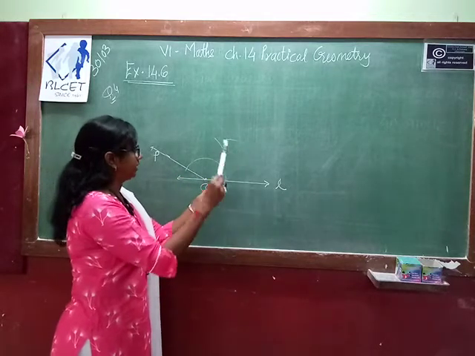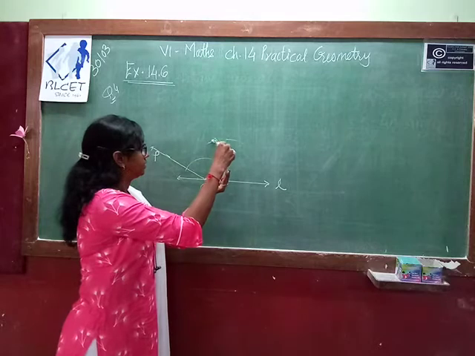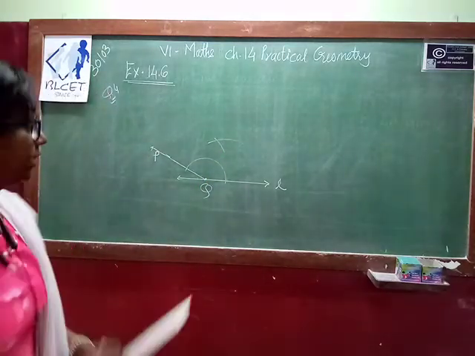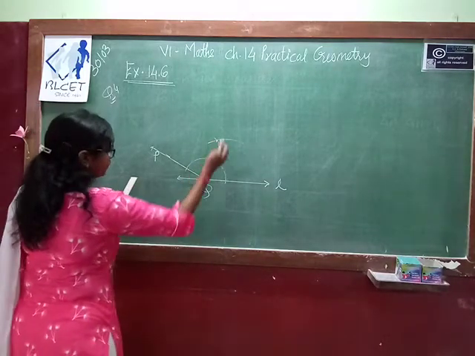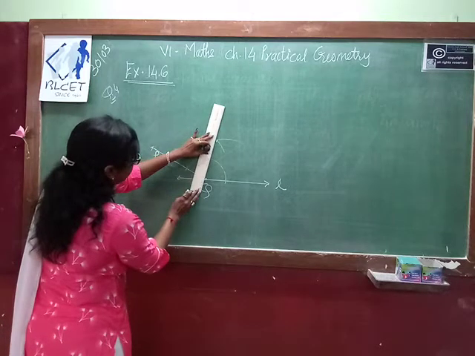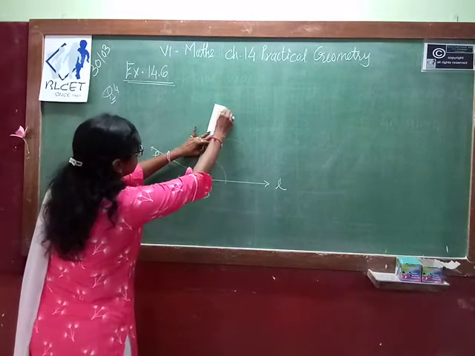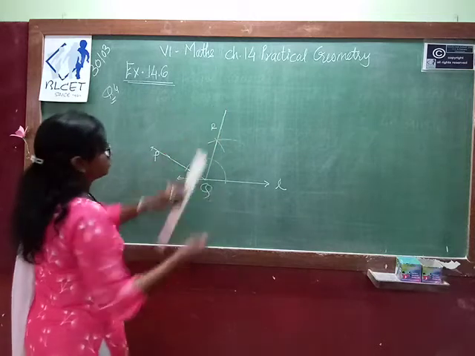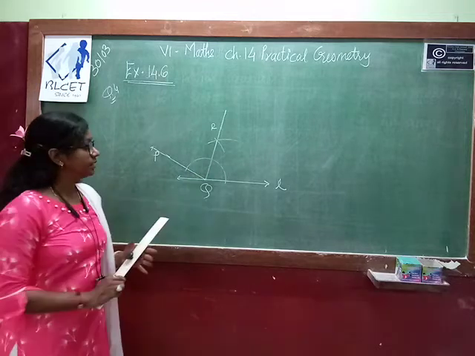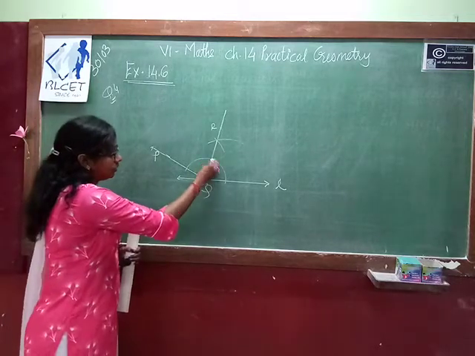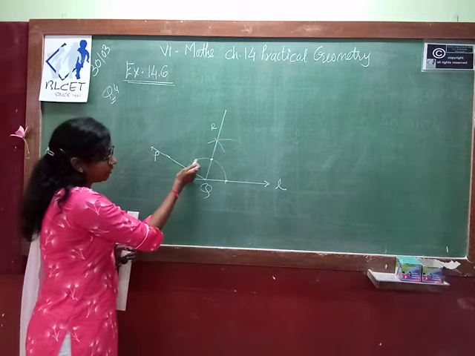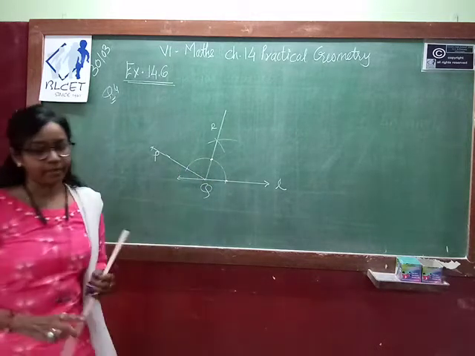If not, then extend this arc so that you are getting one intersecting point like this over here. Name it R. Join these 2 points, R and Q. So what you did? You divided the whole angle into 2 equal parts. Now what we will do? Now we divide this angle into 2 equal parts and we divide this angle into 2 equal parts.